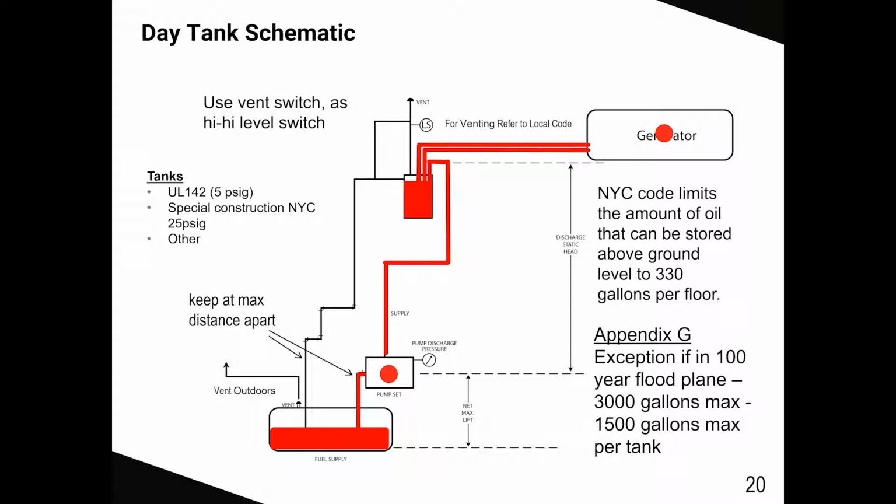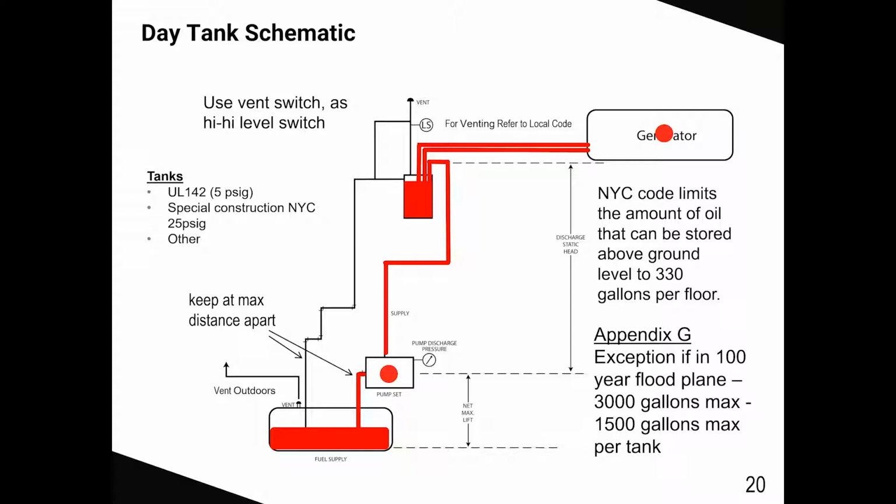Be sure to keep supply and return lines as far apart as possible on tanks. For main tanks and day tanks, when the vent pipe is extended a long distance, you must be careful not to exceed the pressure rating on that oil tank. For flood zone buildings, refer to Appendix G of the New York City Building Code for your storage limitations.